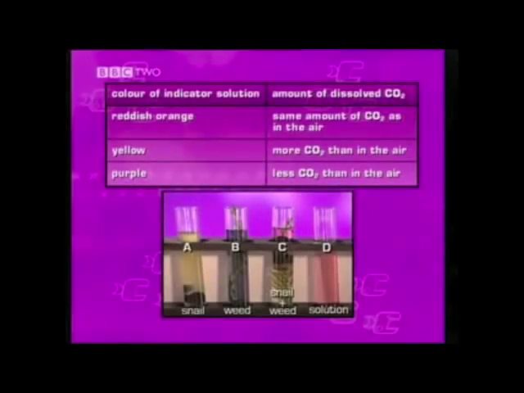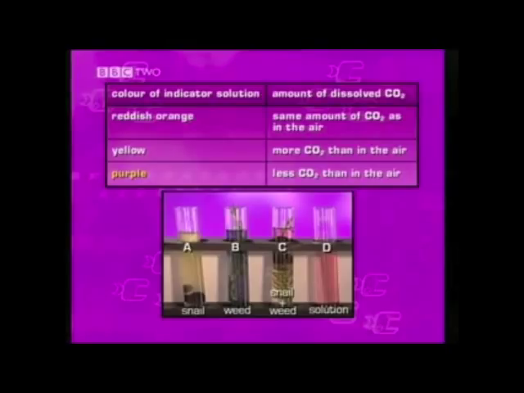So here are test tubes with the hydrogen carbonate indicator. And how have they all changed after 2 hours? Well, in A, containing the small snails, the colour is yellow. There will be more carbon dioxide than in the air, as the snails will have been carrying out respiration. In B, containing the waterweed, the test tube colour is now purple, showing there is less carbon dioxide because the plant is photosynthesizing and using up the carbon dioxide.